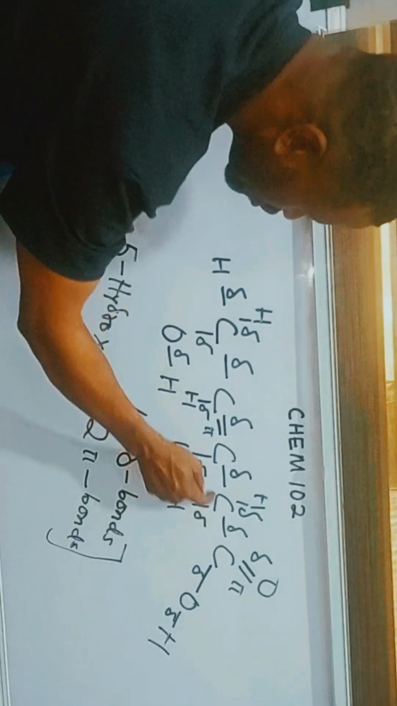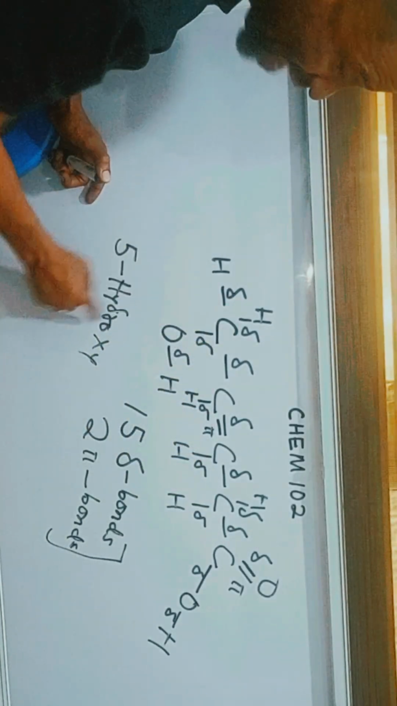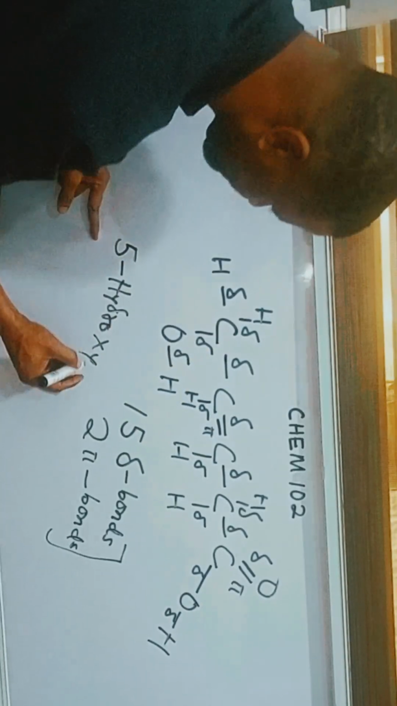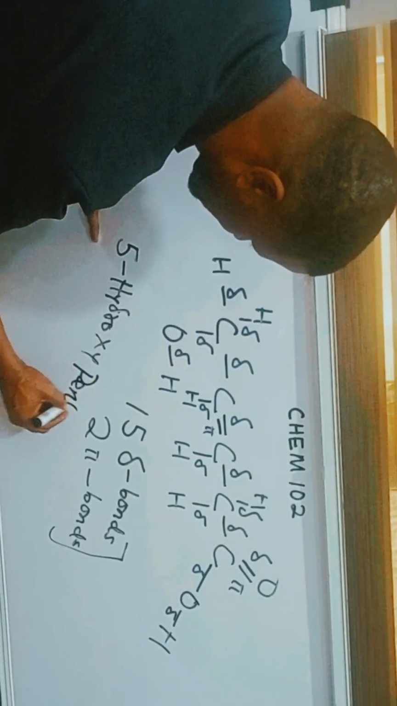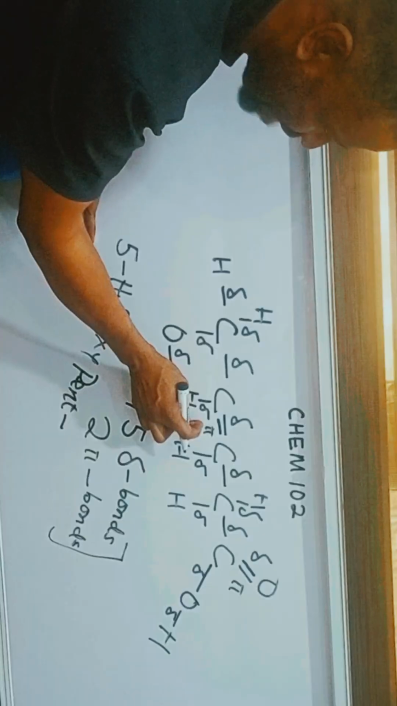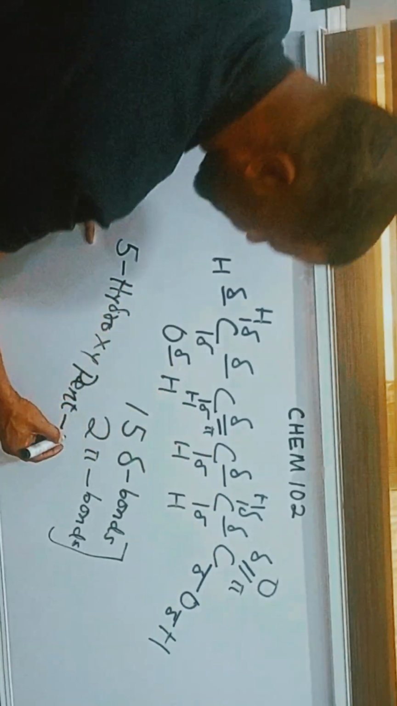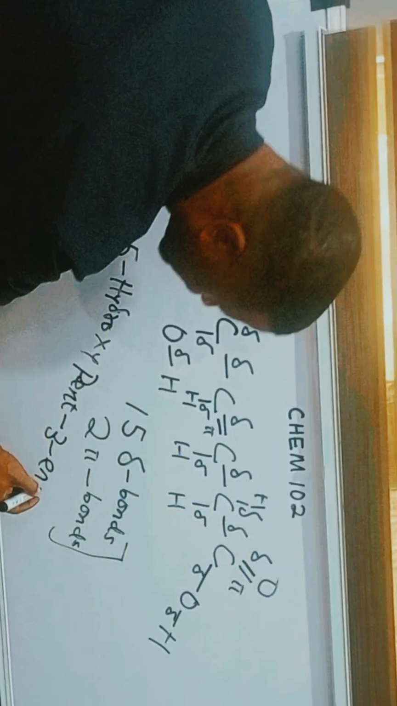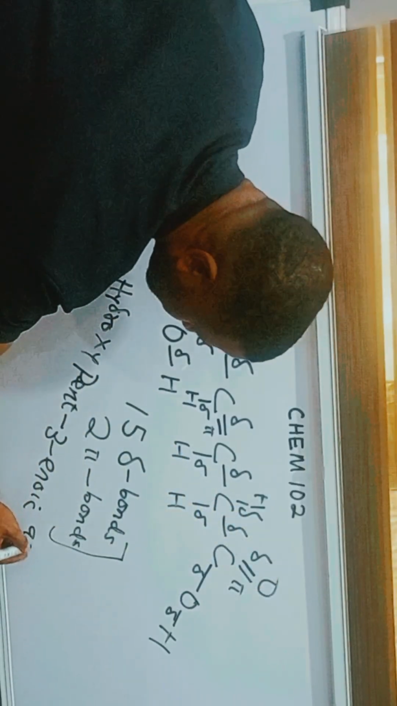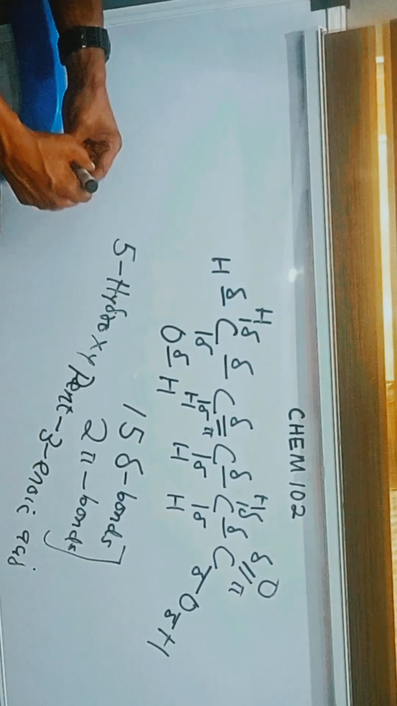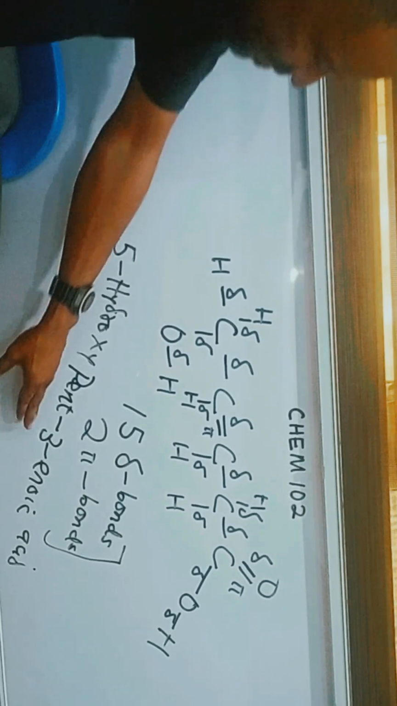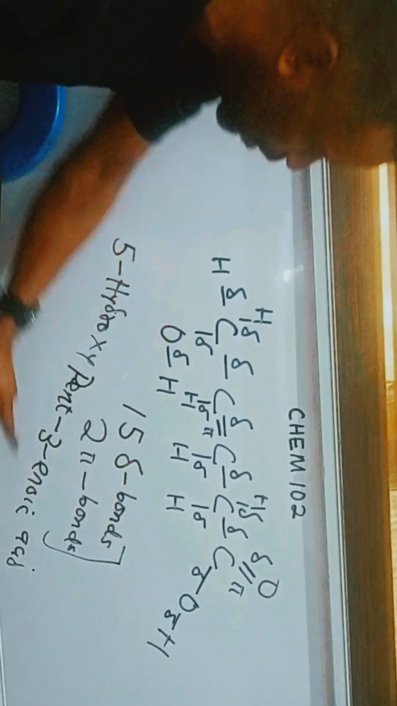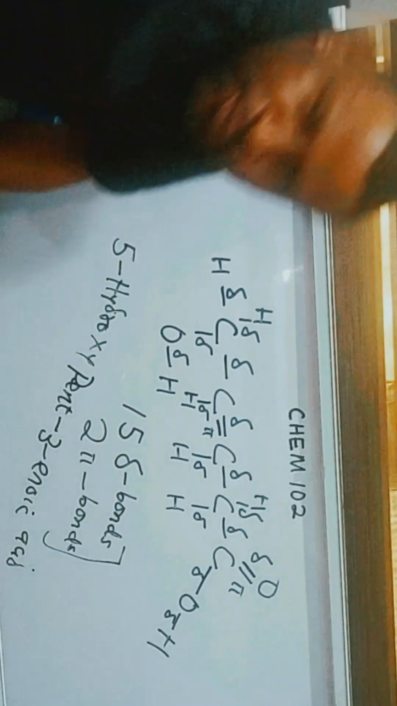Okay, so we have 1, 2, 3, 4, 5. That's why I say 5 hydroxy. 1, 2, 3, 4, 5. So you say pent. There's a double bond at position 3. 1, 2, 3. So you say pent 3 enoic acid because of COOH. Enoic acid. So that is the name involved. 5 hydroxy, pent 3 enoic acid. In this compound, we have 15 sigma bonds and 2 pi bonds. Did you understand?